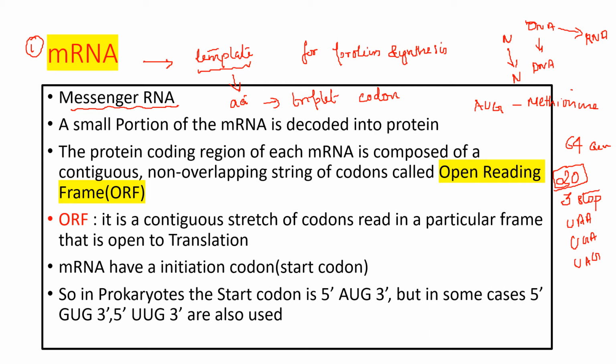And if we look into the mRNA, the protein coding region of the mRNA is composed of a contiguous, non-overlapping string of codons called the open reading frame. So if you look into an mRNA, you can see there are nucleotides like this, which I am writing here. These are not actual nucleotides. I am just giving them as an example only.